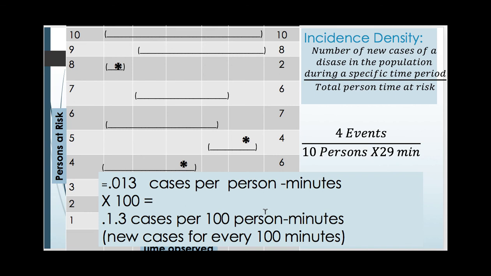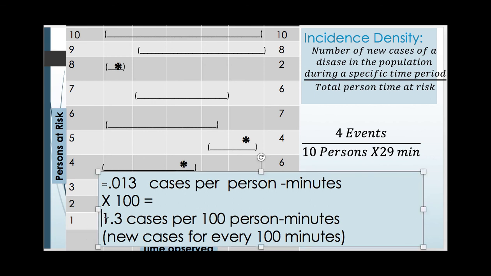So we take our 4 and we divide it by 290, and we get 0.013 cases per person minute. If we multiply that by 100, we would get 1.3 cases of headaches for every 100 person minutes observed. So now we know the rate at which the headaches are entering our population. That would be 1.3 headaches for every 100 person minutes, new cases that are observed. And this gives us our rate.